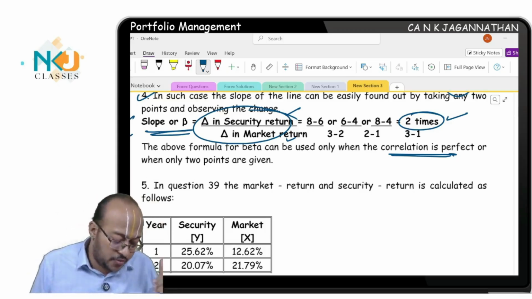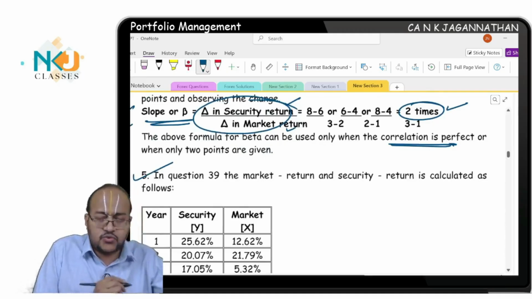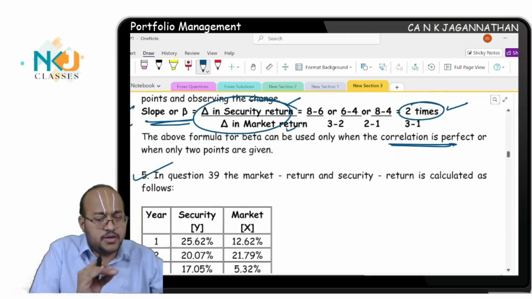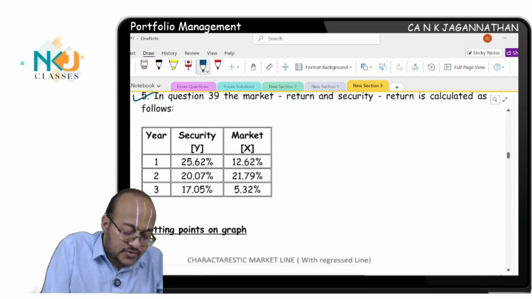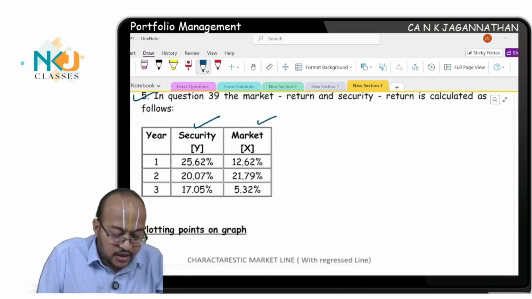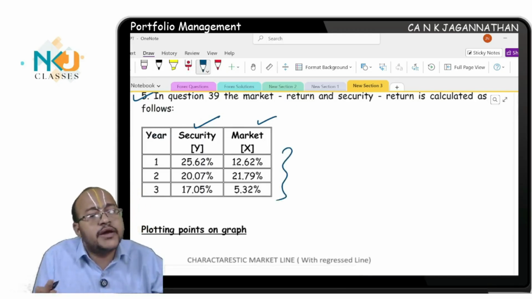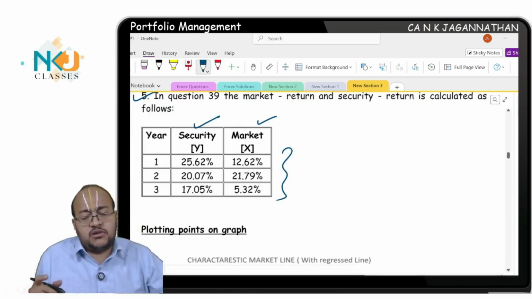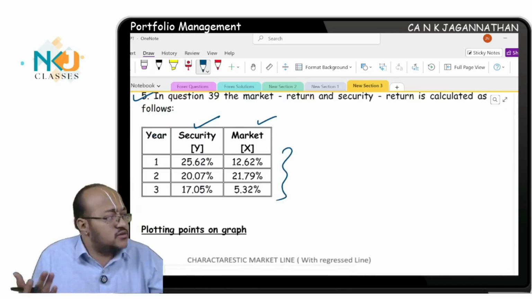Now the problem is question number 39. Come to question number 39. This you understood regarding the basic thing. We have security return and market return. Can you apply the change in security return divided by change in market return? No. Why? Because the beta is 0.15 and the correlation is not perfect, hence you cannot; it is not coming as a straight line.